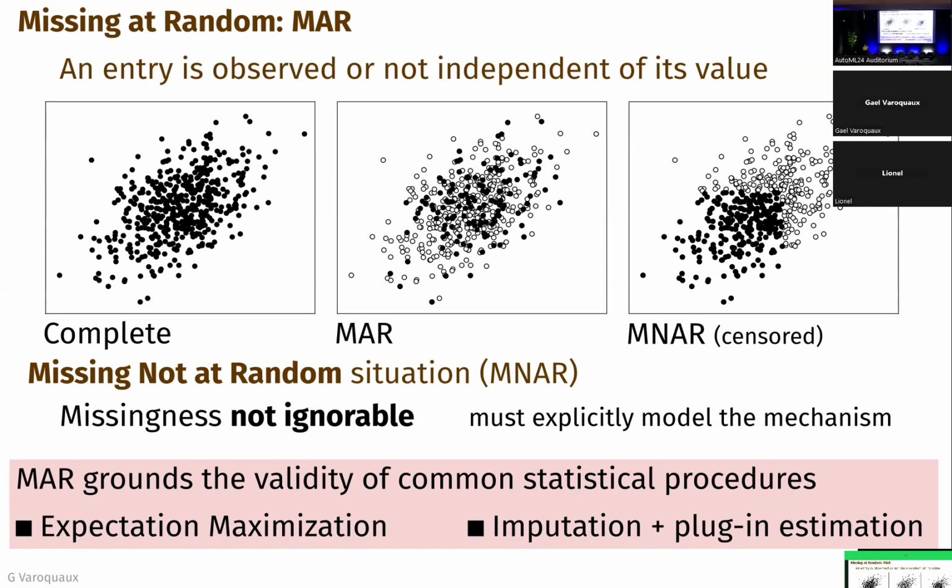The important point is that, without going into too much of the theory, the MAR assumption grants the validity of the common statistical procedures, such as expectation maximization, which was actually invented for missing values, or imputation plus just using a model on the imputed data. I'll say this once again. There is no statistical reason that if you're not in MAR, imputation will lead you to a good statistical object. Okay? That's very, very, very important.